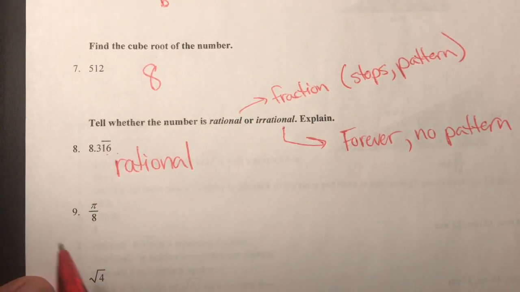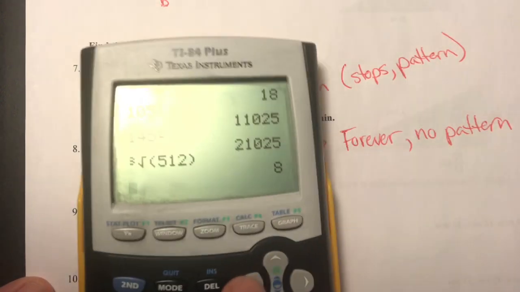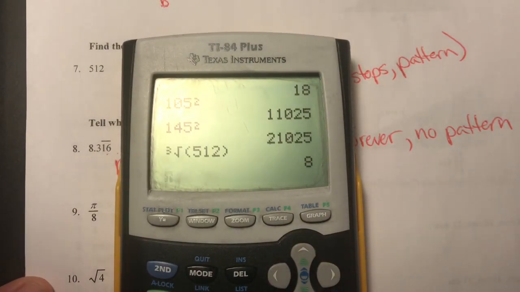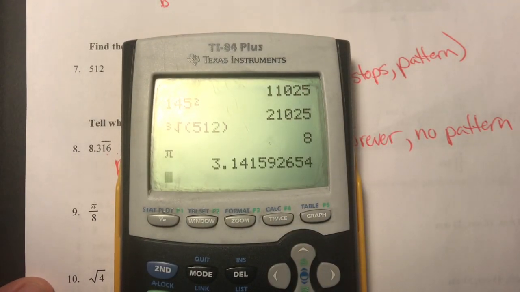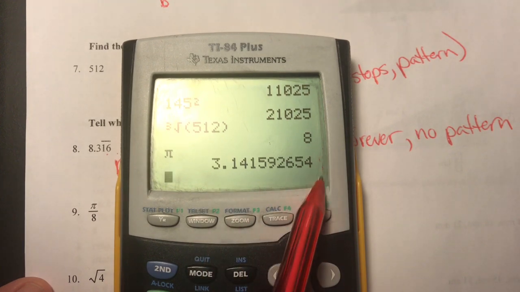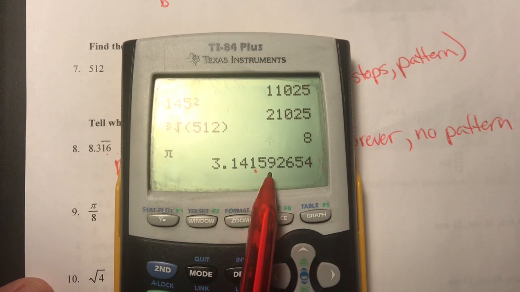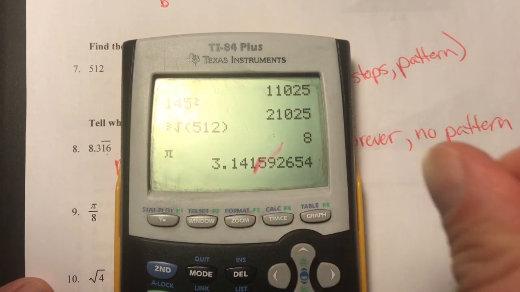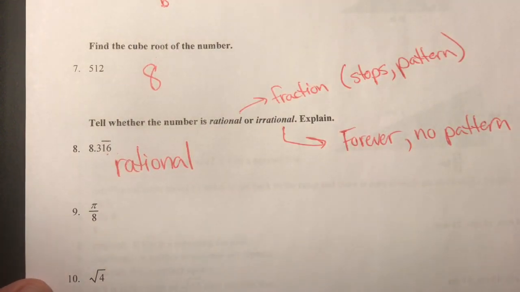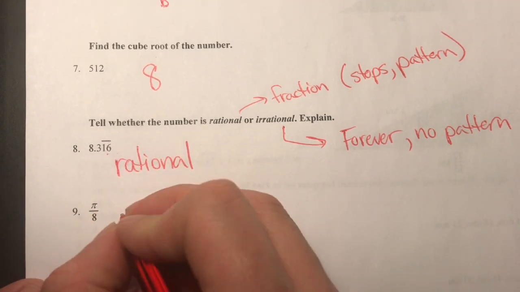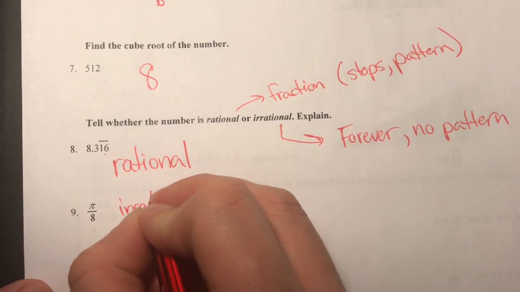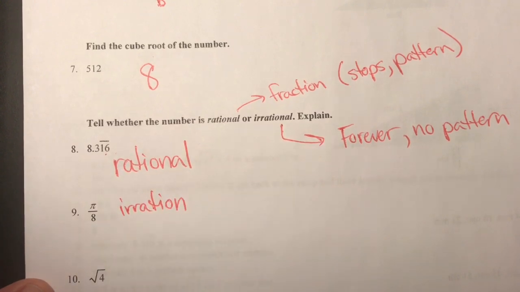Now remember how I said pi is irrational? That's because pi, this button, is 3.14159 blah, blah, blah. That number, the calculator stops it, but normally it would go on forever, and there's no pattern. 3.1415926, oh boy. So if I have pi, which is irrational, and then divide it by 8, it's not going to magically become pretty all of a sudden. It's going to become irrational.